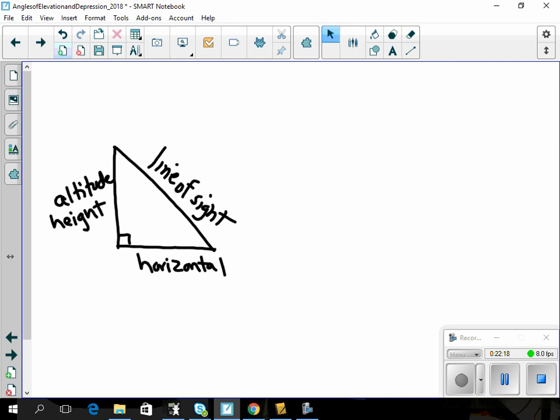In this picture, do I have an angle of elevation or an angle of depression? Elevation. I kind of flipped the picture a little bit, but the elevation is here, don't you agree? From the ground up, angle of elevation. I just flipped the triangle over, that's all.